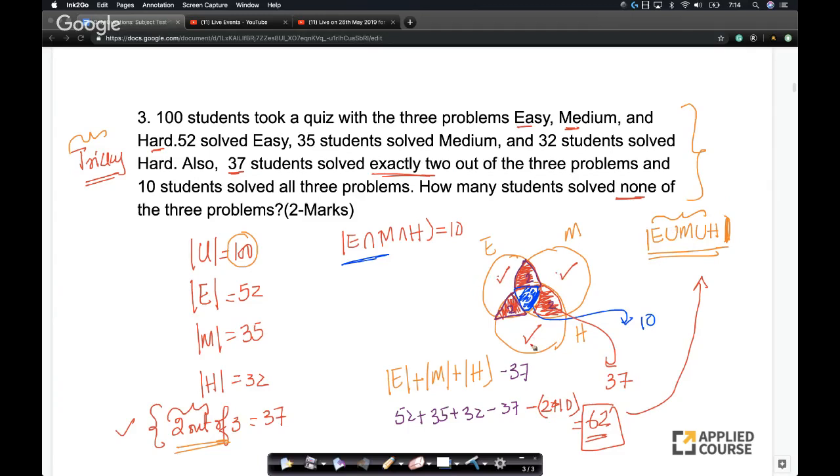Because these students would have solved only one problem, these students would have solved 2 problems, these students would have solved 3 problems. So the number of students who have solved at least one problem is 62, which means the number of people who have not solved any problem is 100 minus 62, which is 38.